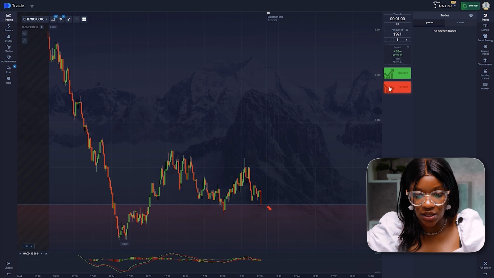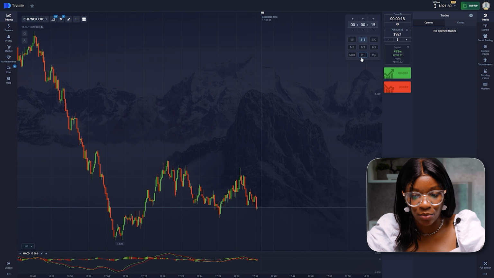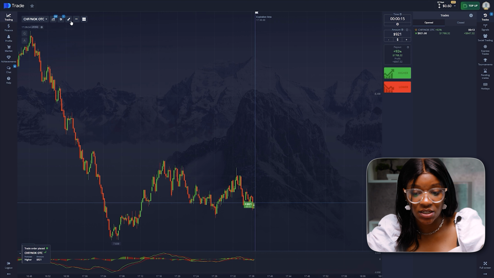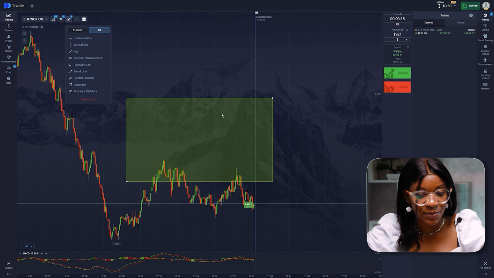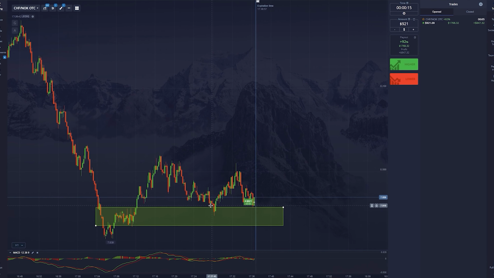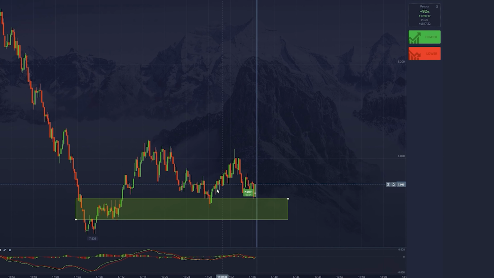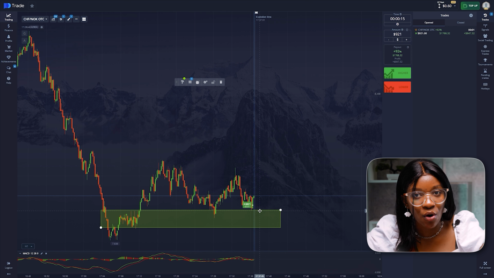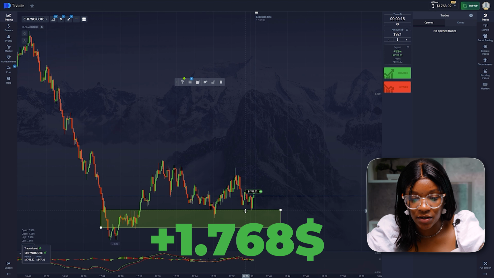Here we see there is the order block at the bottom. Let's set the time expiration with 15 seconds and open a position to the upside. Here we have such an order block from which we had a reaction. So here's the reaction. You see, we get reactions from here all the time. And this time is no exception.